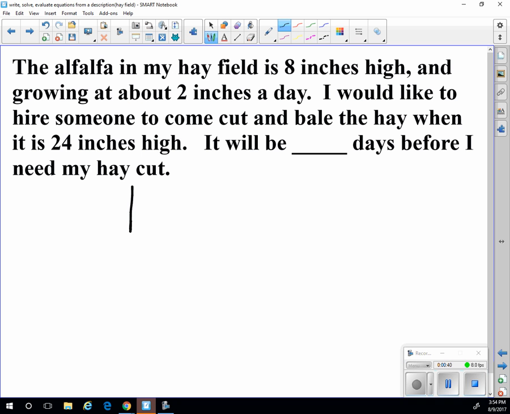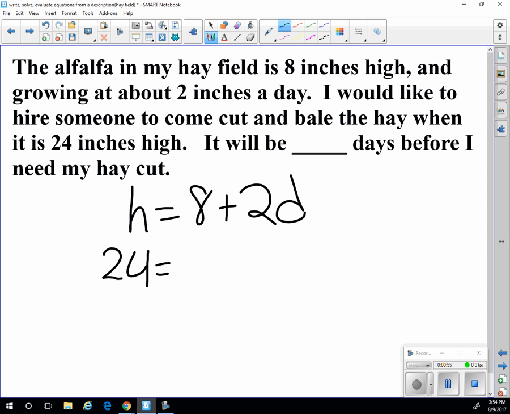So the height is equal to how tall it is now plus how much it grows every day times the number of days. And we know that the height is going to be 24 when we want to cut. And the only thing we don't know is the number of days. We can solve for that.